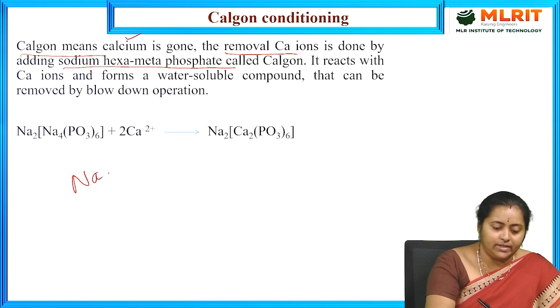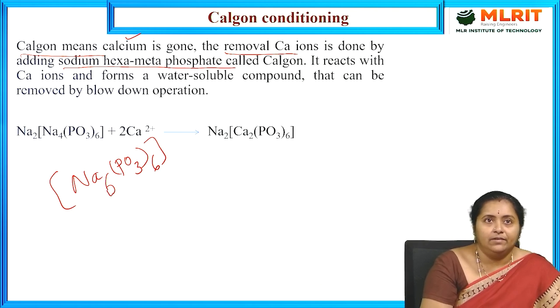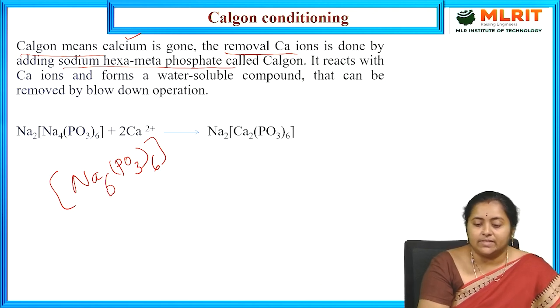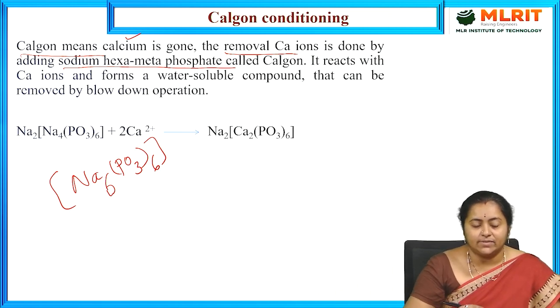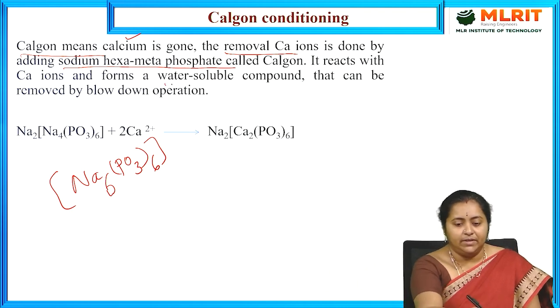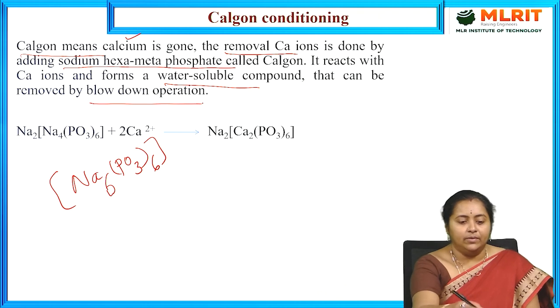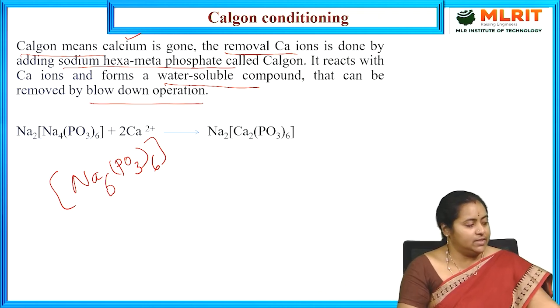Sodium hexametaphosphate, Na6(PO3)6. Metaphosphate means PO3, so we have to take it 6 times. So this complex name is nothing but sodium hexametaphosphate. This is what we call Calgon. When this is added in proper proportions to the water sample, it reacts with calcium ions present in the hot water sample and converts them into a water soluble compound. So these can be easily removed by blow-down operation. So this is the corresponding reaction.